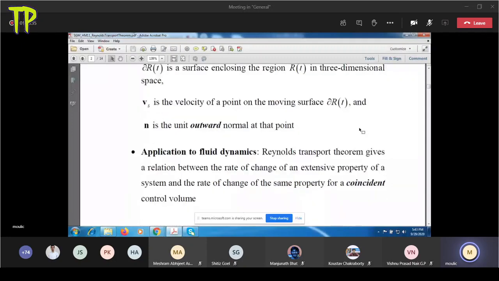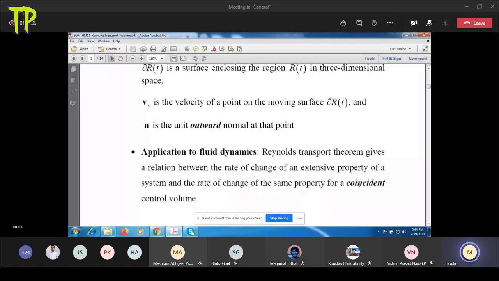This is widely used in fluid dynamics to get a relation between the rate of change of an extensive property of a system and the rate of change of the same property for what you may call a control volume. So we consider a control volume which coincides with the system which is moving at time t.